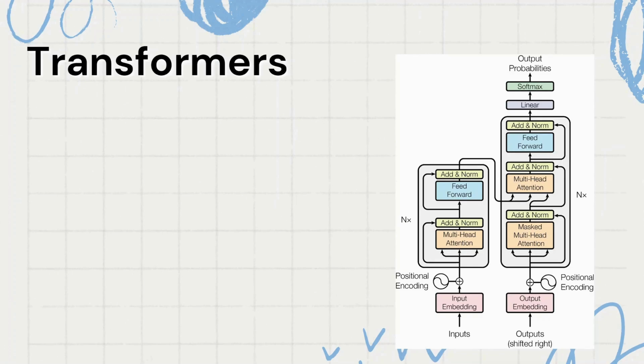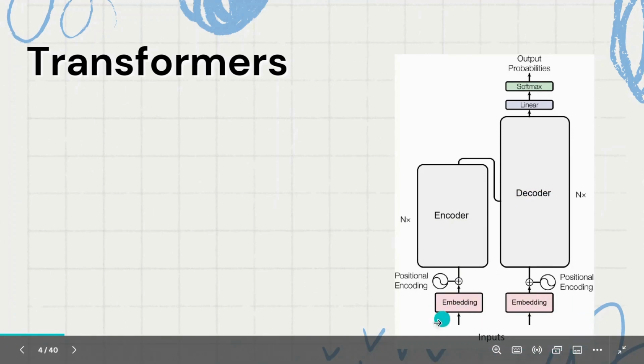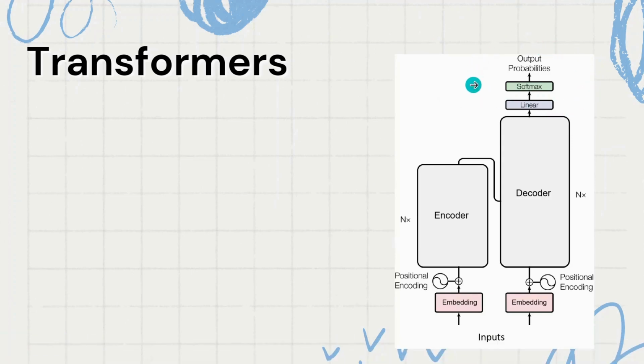First, let me simplify this for you. On the lower side, you see the inputs which are being fed to our architecture model, while on the upper side, there are outputs which are being provided by our model. Now we'll start with the lower side, which is the inputs.